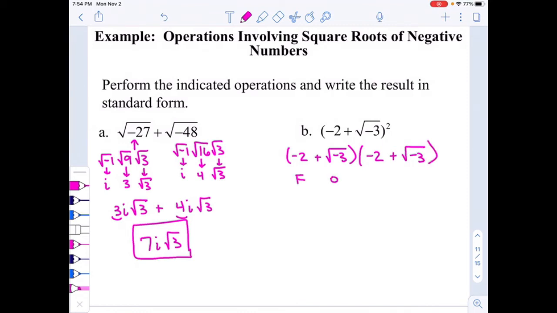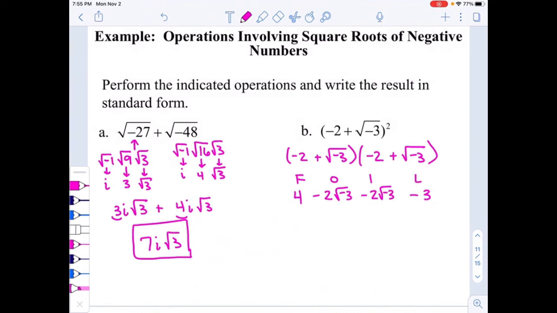And if I do my first, outer, inner, last, let's see what we got. Negative 2 times negative 2, that's going to give us a positive 4. Outside terms is going to give us a minus 2 root negative 3. Inside terms is going to give us a minus 2 root negative 3. And our last terms, the square root of negative 3 times the square root of negative 3, the square roots are going to cancel. That's just going to give us a minus 3. So let's see what we got. We still got those negatives inside those square roots.